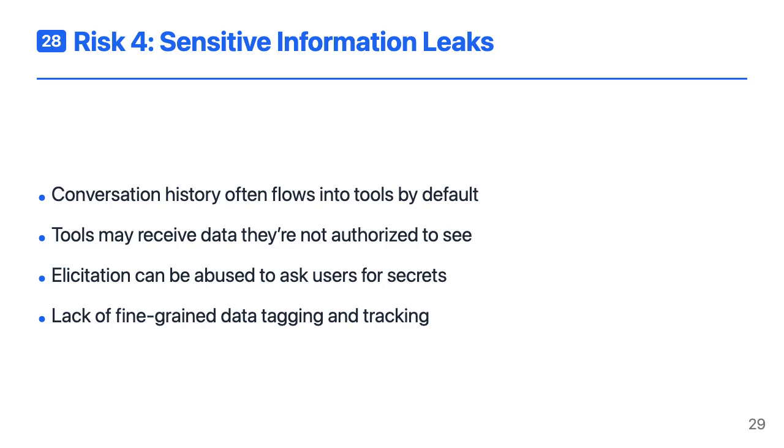Because agents often pass large chunks of conversation history into tools, it's easy for sensitive information to leak into places it doesn't belong. A tool that only needs a product ID might receive full chat transcripts containing personal data. The elicitation capability, which lets servers ask clients for more user input, can also be misused to request secrets, despite the spec's recommendation not to. Without a way to tag and track sensitive data through the system, it's hard to enforce strong privacy guarantees.